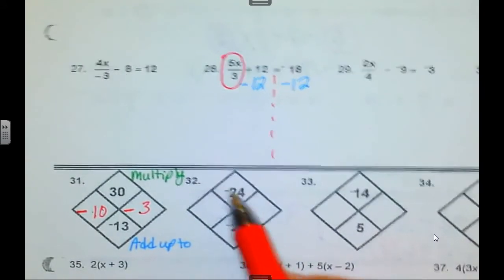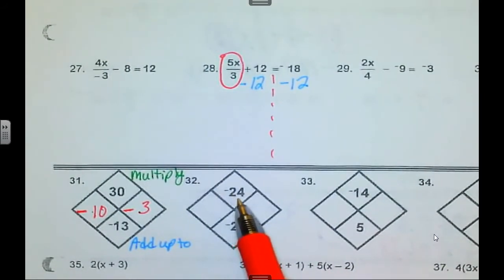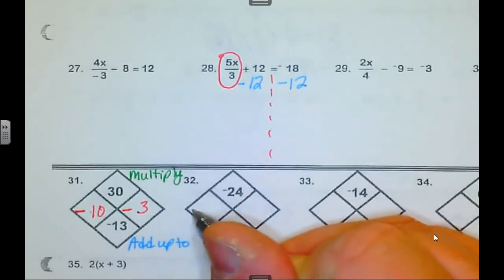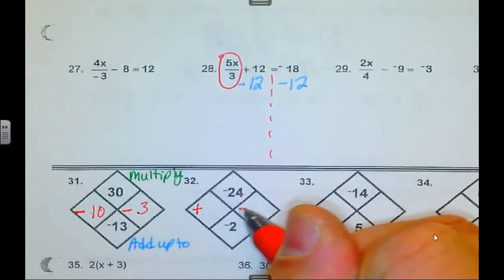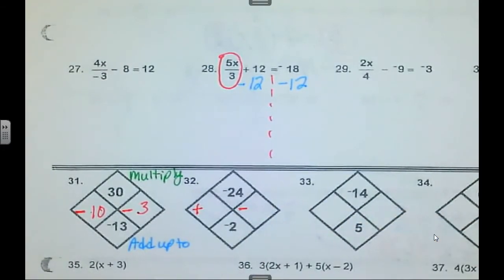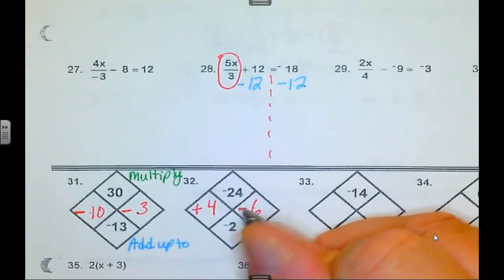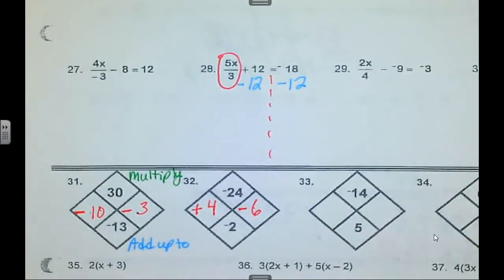Okay, 32, two numbers that multiply to negative 24. The only way I can get a negative number by multiplication, one has to be positive and one has to be negative. Two numbers that multiply to negative 24, 4 and 6. The 4 has to be positive because the 6 has to be greater than 4 to get the negative 2. Did I confuse you? No. You good?